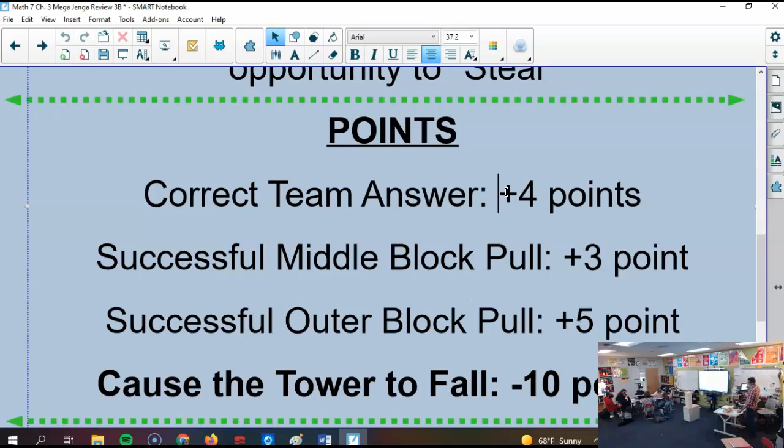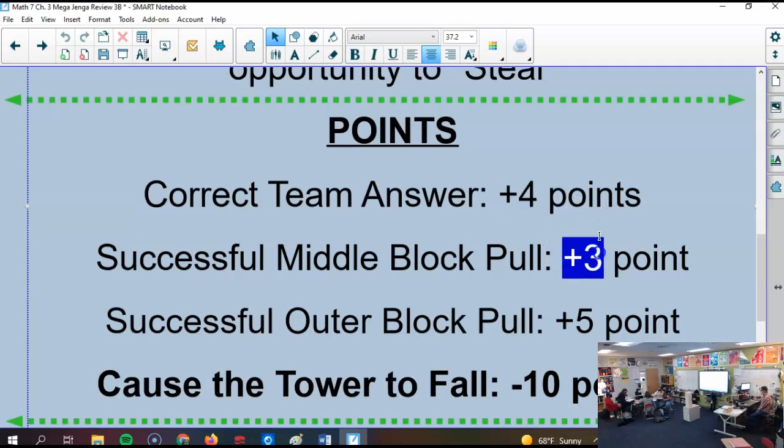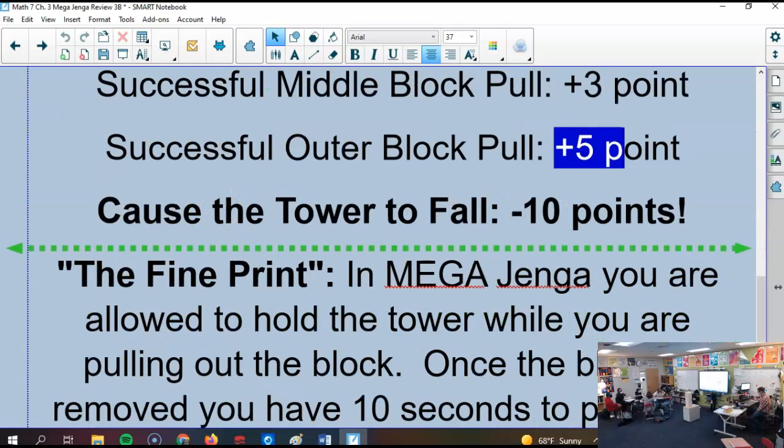Then, if they get it right, they can get block points. 3 for the middle, 5 for the outers. So max point of 9. Minimum points you could get in a turn is -6. Because if you get the question right, but then you come up and knock the tower over, for -10 would be -6, right? So you always get that 4 points if you're up at the tower pulling a block. Then it's just, do you get 7 total, or do you get 9 total, right? Or if you knock over the tower, obviously sad day.